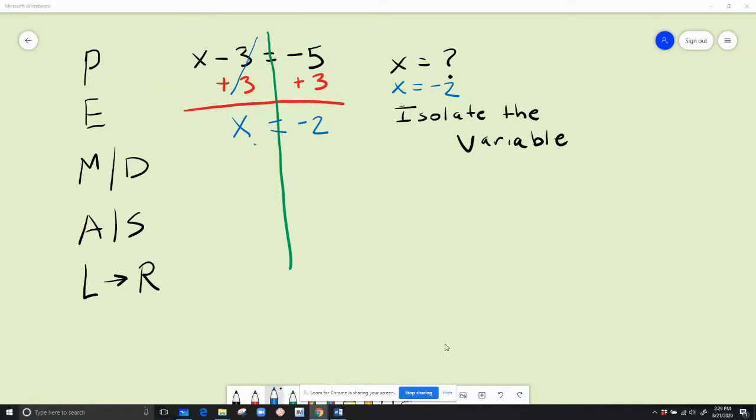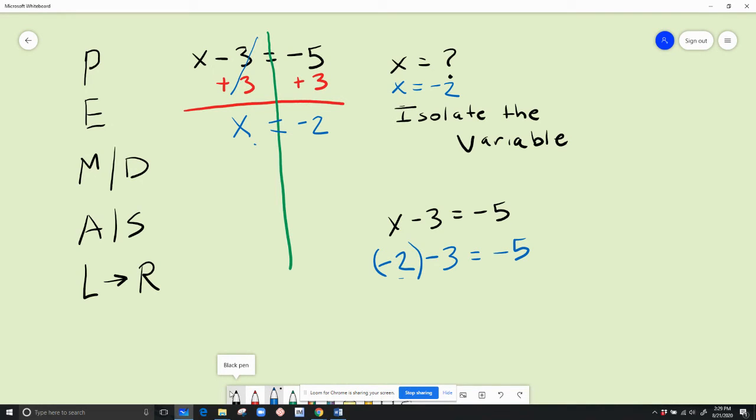Now, here's what I like students to do, and a lot of times you can just do this in your head, but I'm going to go ahead and do this on the side. Remember that our original equation was x minus 3 equals -5. And we're saying that x equals -2. So that means everywhere we see an x, we should be able to replace that x with a -2. And this is how you know if your solution is right or wrong. This is you checking your answer.